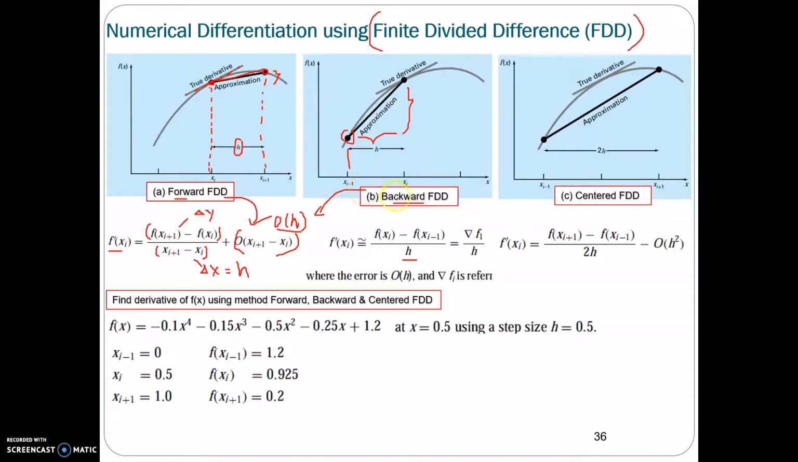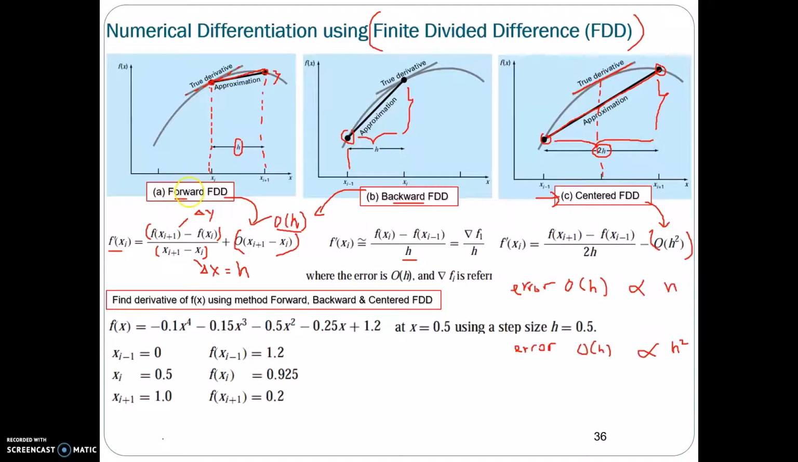Compared to the forward and backward types of finite divided difference, the center finite divided difference uses the forward and backward points to estimate the gradient at xi here. In this case, the delta x is equal to 2h, which is equal to xi plus 1 minus xi minus 1. And the delta y here is equal to f(xi plus 1) minus f(xi minus 1). The approximation result for the derivative is close to the actual solution here. Therefore, the center finite divided difference method is more accurate compared to the forward and backward methods. For this method, you have the error equal to O(h squared).